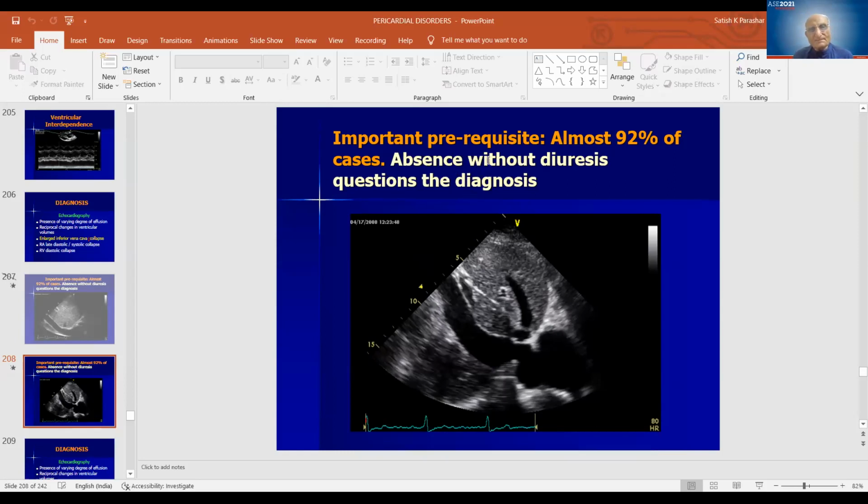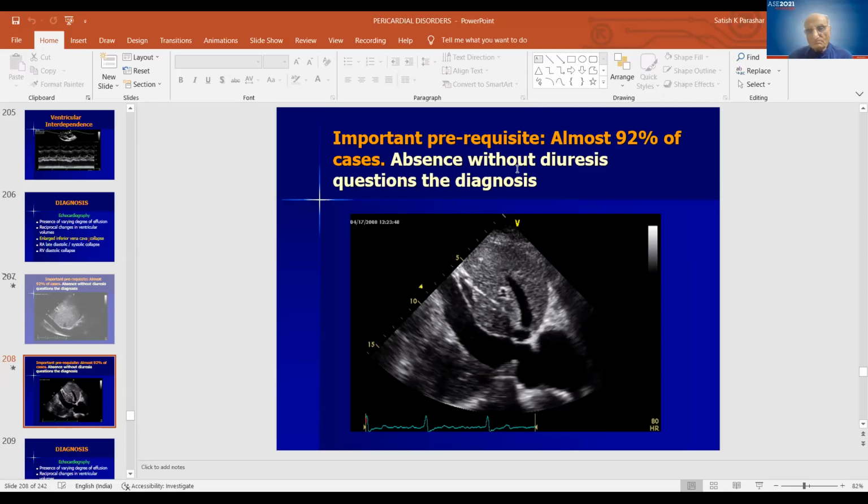But this is very important. We don't give so much diuresis, because most of the patients are sent to the ward for pericardiocentesis. But if there is a delay, then one can give a diuretic also. When the patient comes to you and you find that the IVC is normal, then you have to ask whether he has had any diuretic injections or not. But the majority will have a pericardial effusion and some changes also. My point was that this is an important prerequisite for the diagnosis in about 92% of cases.